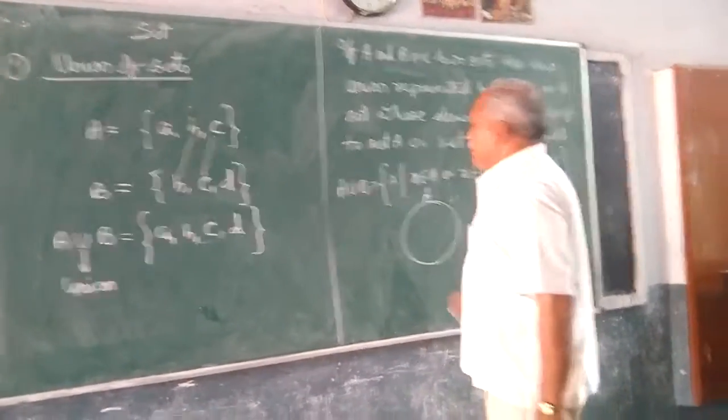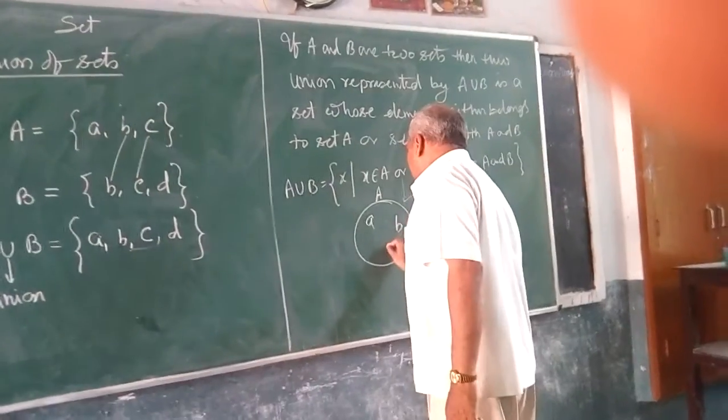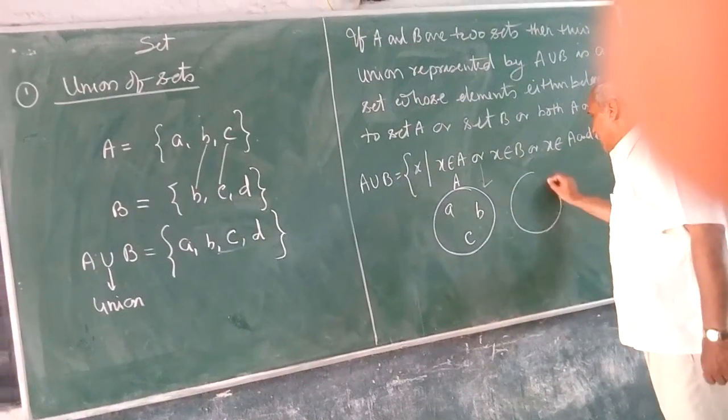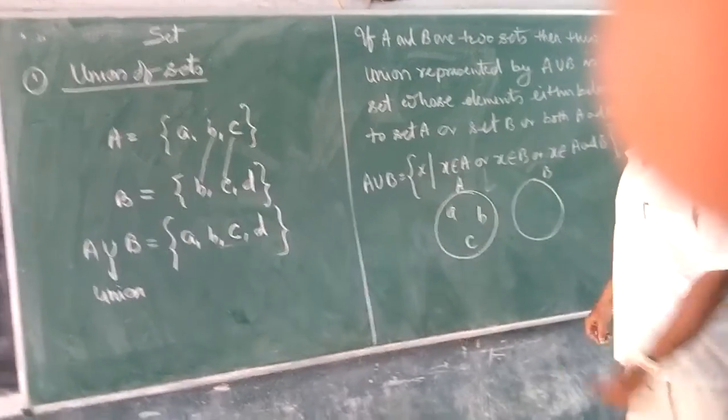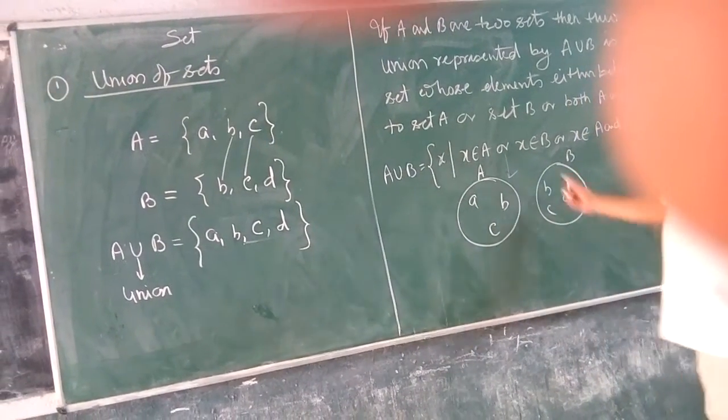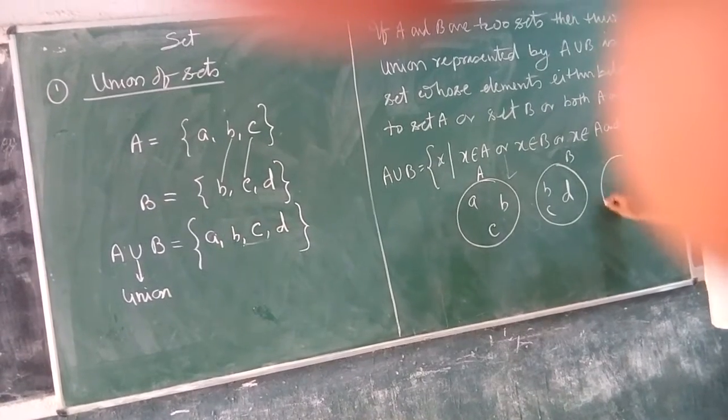It has the elements A, B, C. It is the set A. It is the set B. B has the elements B, C, D. Now we unite these two sets.